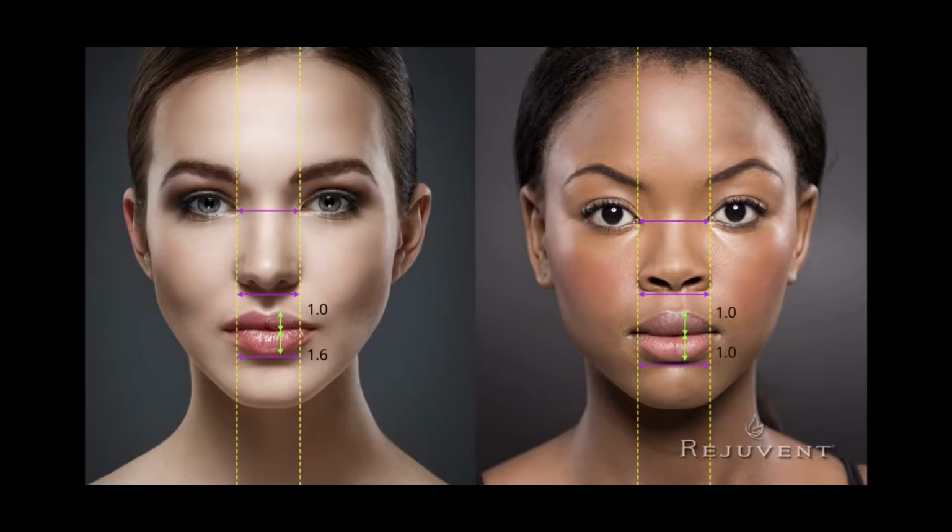The African American patient has a 1 to 1 ratio. So the upper lip is equal in size to the lower lip. That's also an extremely desirable look, and a lot of my patients want to have a 1 to 1 ratio.